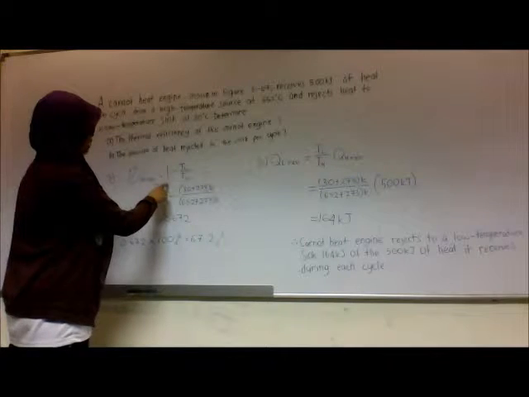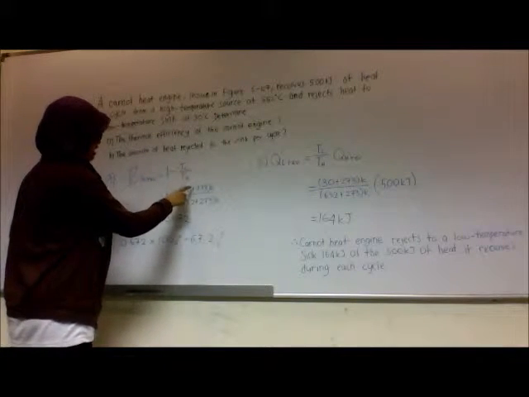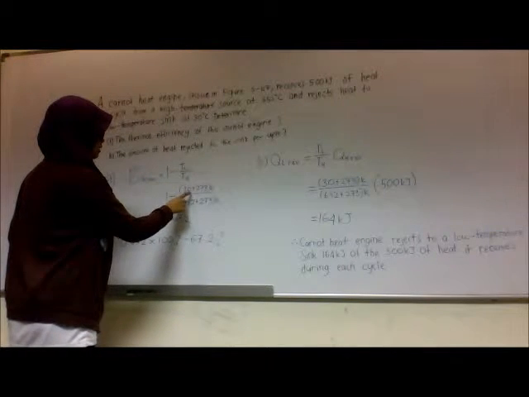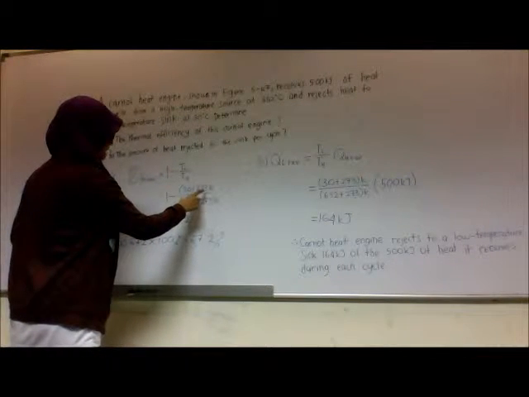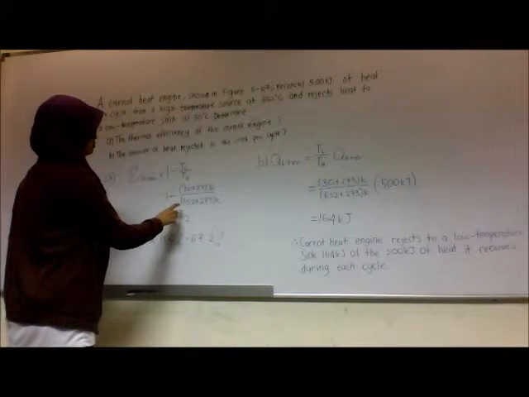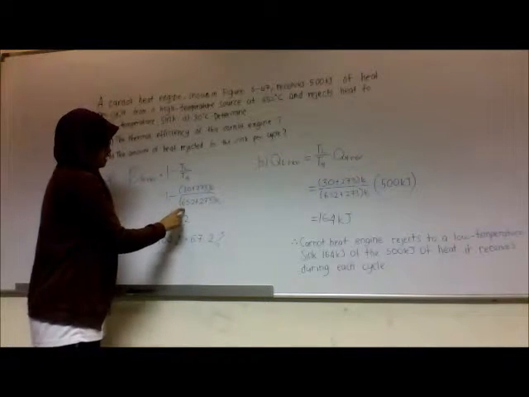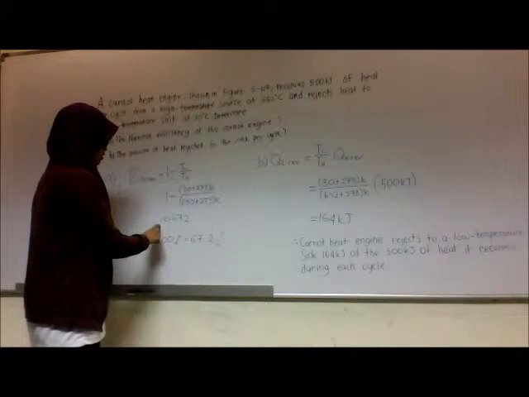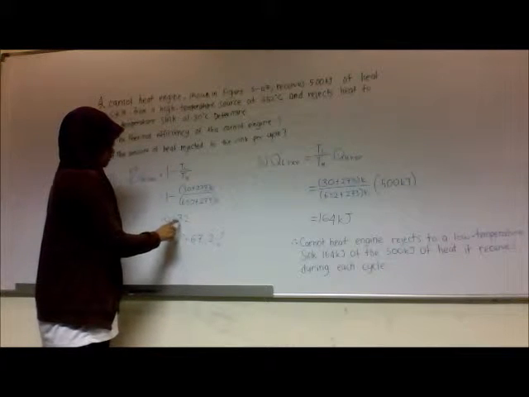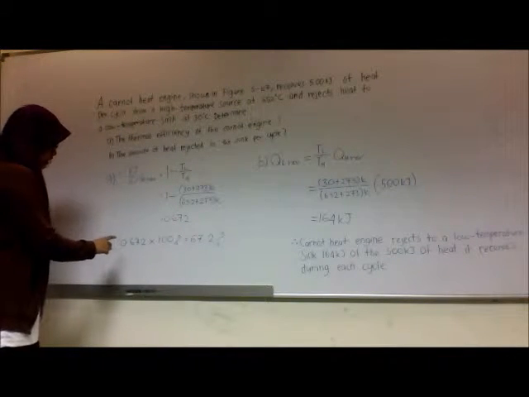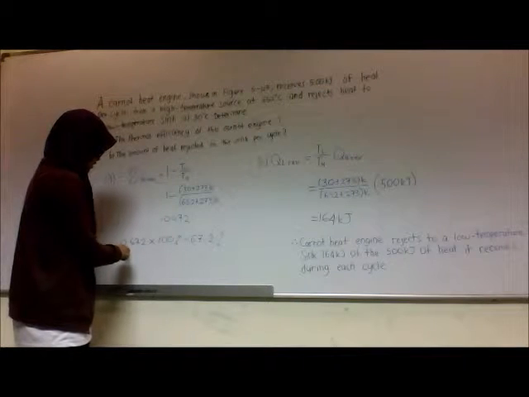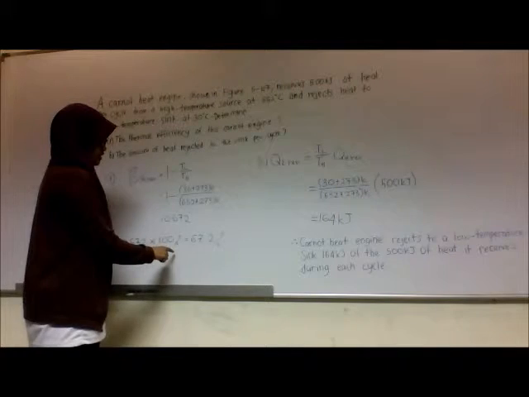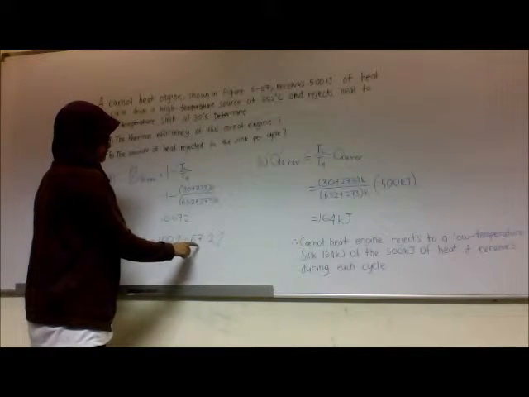we get 1 minus TL over TH, equal to 1 minus (30 plus 273) Kelvin over (652 plus 273) Kelvin, and we got 0.672. The efficiency 0.672 multiplied by 100%, and we got 67.2%.